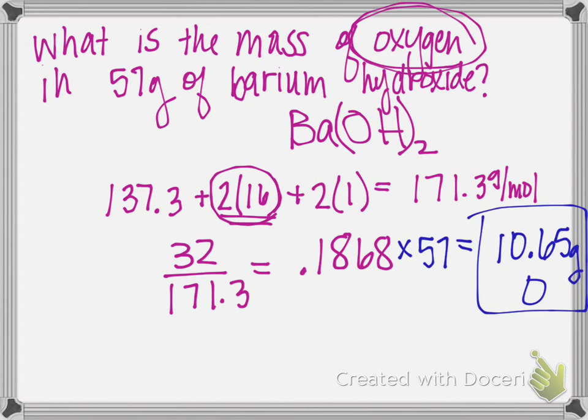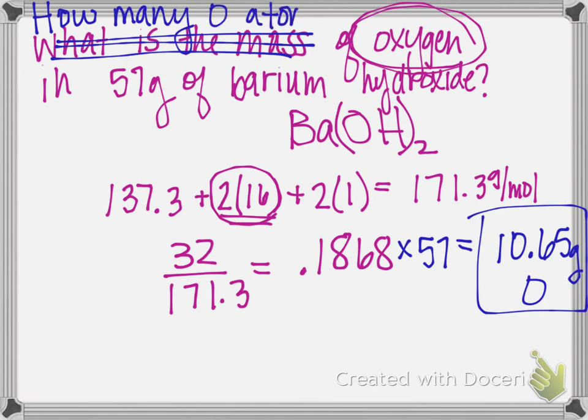Okay, I want to add one little thing in here now. I want to change the beginning part of the question. How many oxygen atoms are in 57 grams of this? How many atoms of oxygen are in this? So we're going to solve it first the exact way we did here. There's one simpler way, but I want to show it here first, and then you can work your way simpler, but this is probably the easiest for us.